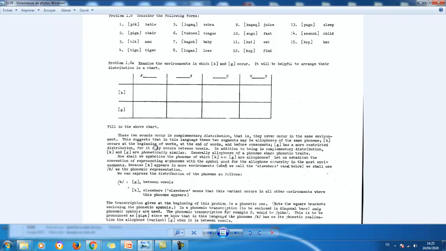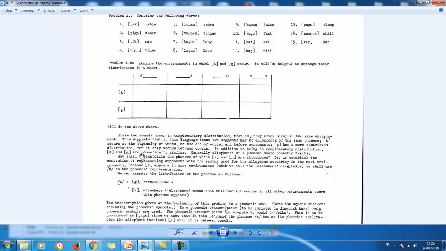So k occurs at the beginning of words, at the end of words, and before consonants. G has a more restricted distribution, for it only occurs between vowels. In addition to being in complementary distribution, k and g are phonetically similar. This is the second condition. So look, the first condition was that they should be in complementary distribution. Note, this is condition number one. Now condition number two, they should be phonetically similar.